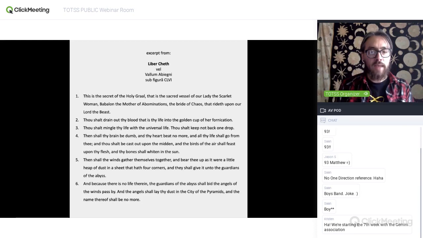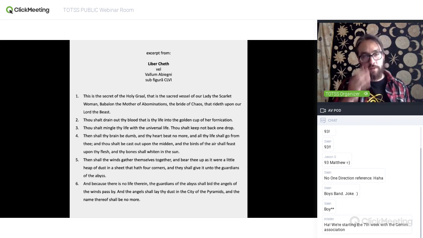Then shall the winds gather themselves together, and bear thee up as it were a little heap of dust in a sheet that hath 4 corners. And they shall give it unto the guardians of the abyss. And because there is no life therein, the guardians of the abyss shall bid the angels of the winds pass by. And the angels shall lay thy dust in the city of the pyramids, and the name thereof shall be no more.